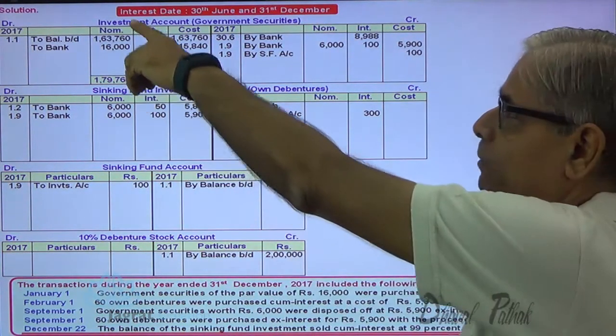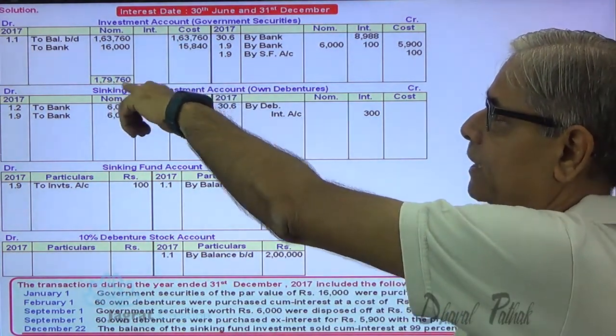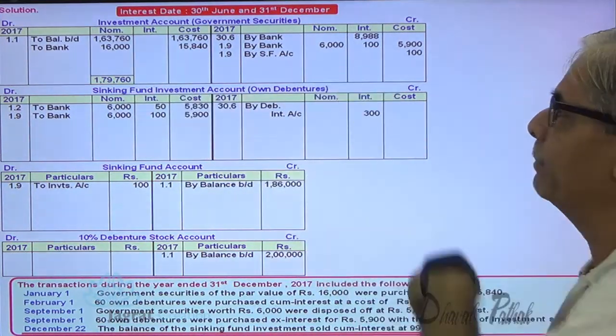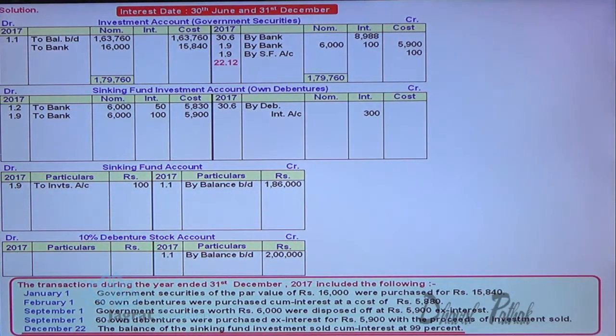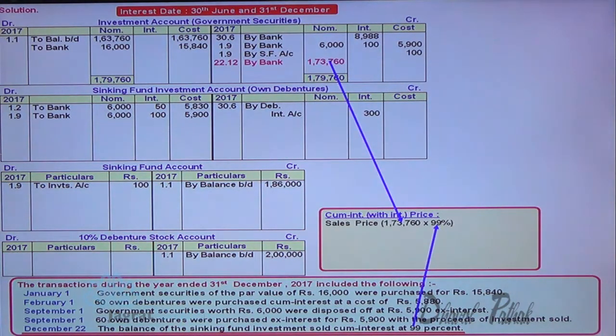Now all the investments are sold. So the total of this debit side is 1,79,760 minus 6,000. So this is the face value of the investment sold. They are sold at 99%, that is with interest price.